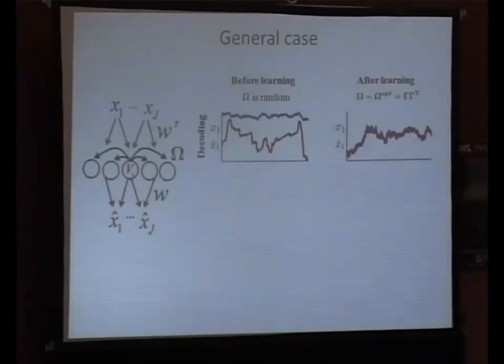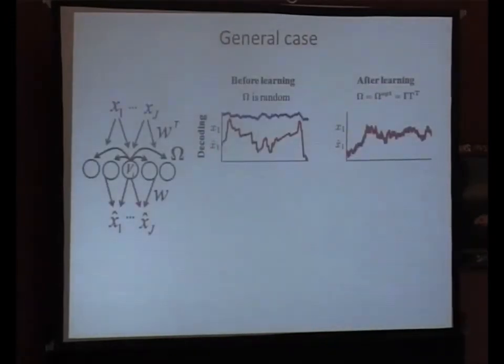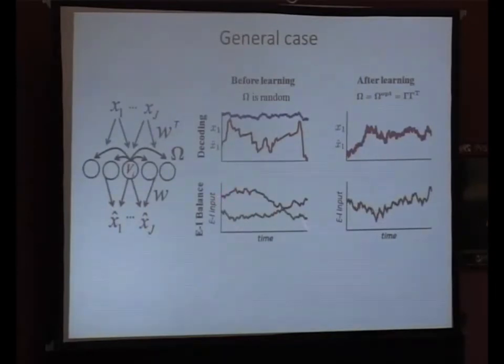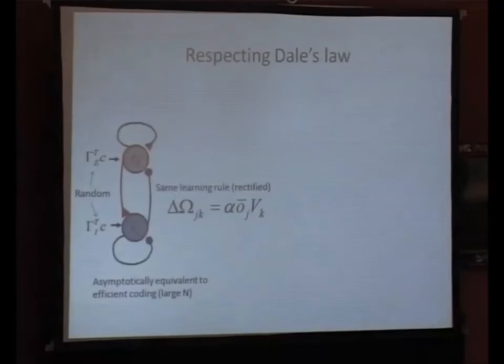So this was a very simple example. In the general case, with J inputs, with random weights, you can start from a network that is very bad at representing inputs, and after learning, it becomes very precise as I described previously. Excitation and inhibition initially are not balanced. At the end of learning, they are perfectly balanced. And the spiking activity, the firing rates, are initially very high, irregular, and tend to be regular and synchronous. At the end, the firing rates are very low and asynchronous. So that means this network will actually self-organize into this optimal regime. It's not that we need to put the connections by hand.